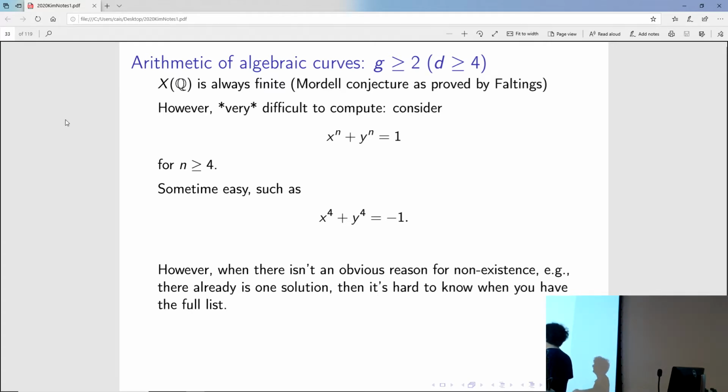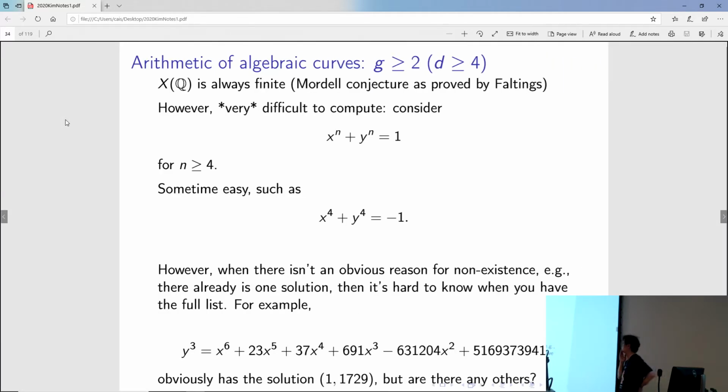For example, if there's already one solution or some collection of solutions, it's very hard to know when you have the complete list. So that was the case with Fermat's equation. So for example, here I just wrote one down randomly. So here's a curve, and it obviously has the solution 1,1729. Okay, but obviously, it's a joke.